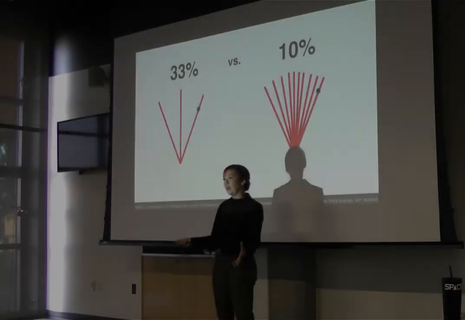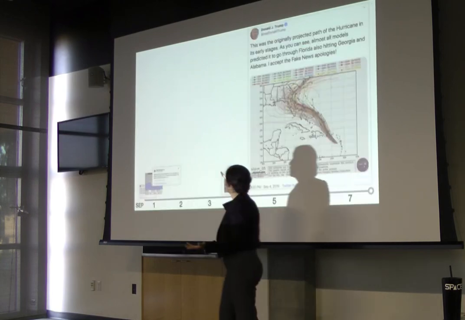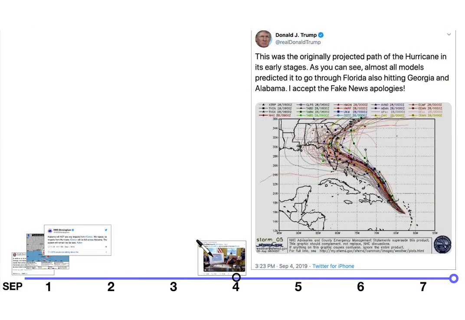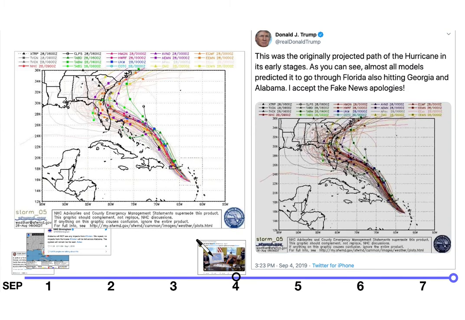Do we see the same type of thing out there in the world? There's another tweet by President Trump. This was on September 4th. He tweets, "This was the originally projected path of the hurricane in its early stages. As you can see, almost all models predict it to go through Florida, also hitting Georgia and Alabama. I accept the fake news apologies." And this is the actual visualization created by this particular agency. Do you notice any differences from this one to this one?